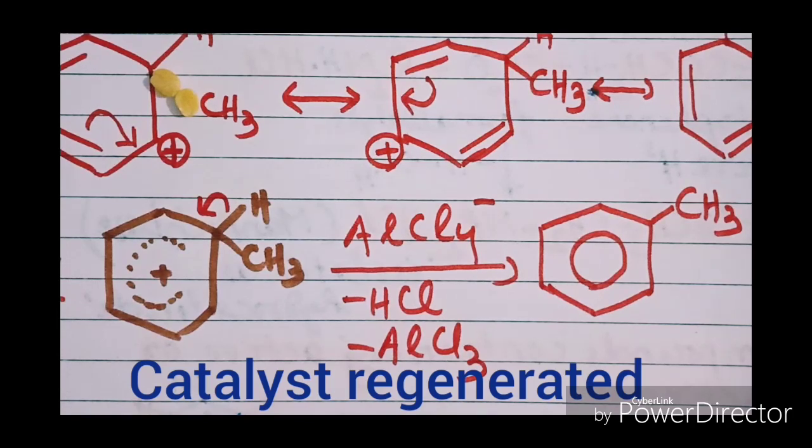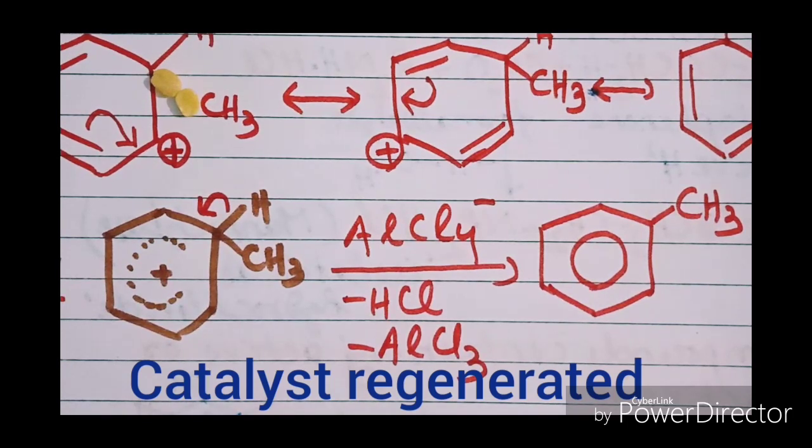Similarly, in other electrophilic substitution reactions, the electrophiles are CH3CO plus, NO2 plus, Br plus, SO3. In sulfonation, the electrophile is SO3. In bromination, the electrophile is Br plus. In chlorination, the electrophile is Cl plus. In acylation, Friedel-Crafts acylation, the electrophile is CH3CO plus.